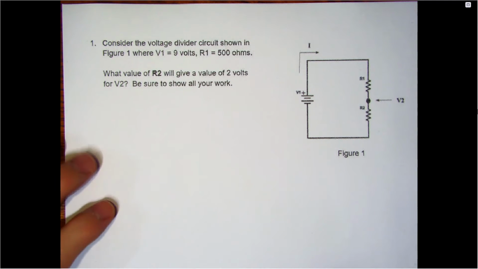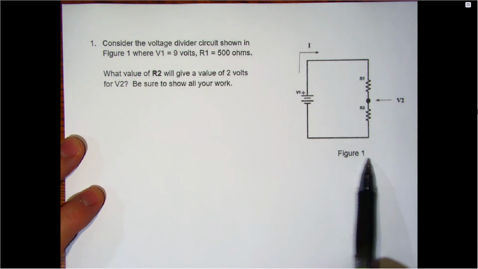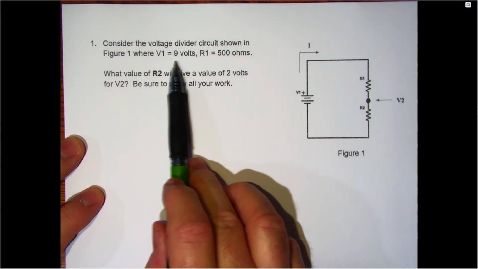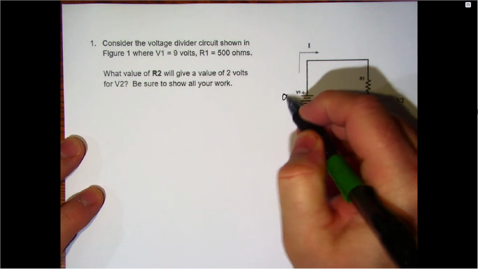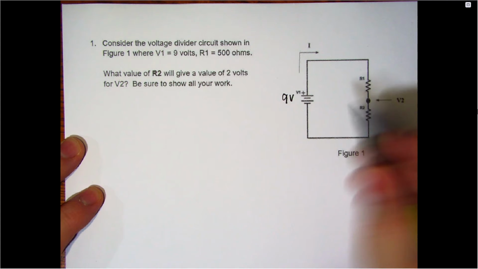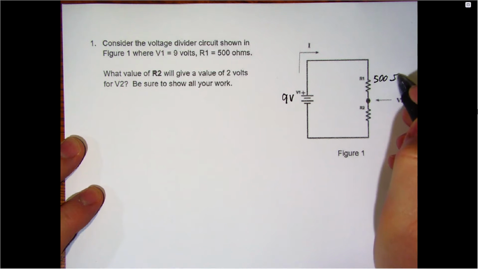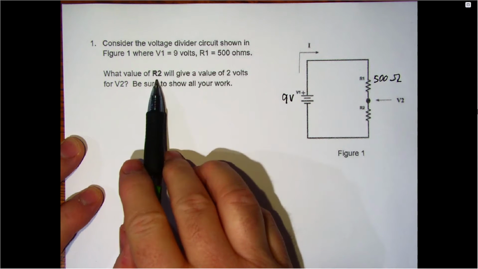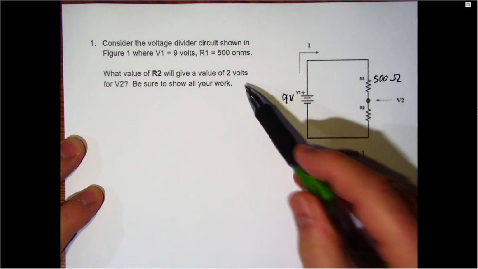Here is our problem. It says consider the voltage divider circuit shown in figure 1 right over here, where V1 is 9 volts, so we can write that here, 9 volts, and R1 is 500 ohms. What value of R2 right here will give a value of 2 volts for V2?